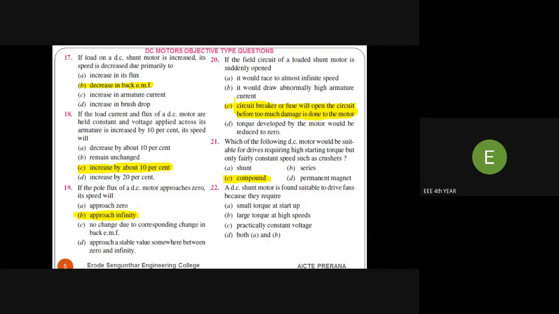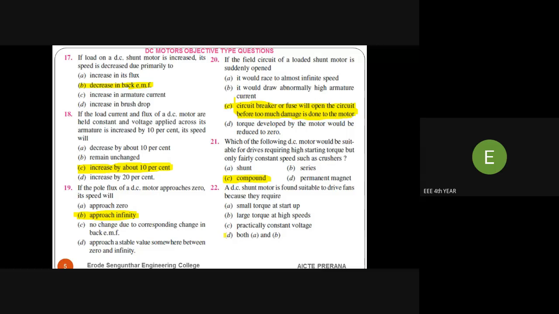Number 22. A DC shunt motor is found suitable to drive fans because they require: small torque at startup, large torque at high speed, practically constant voltage, or both A and B. A DC shunt motor is found suitable to drive fans because they require only small torque at the time of starting and also large torque at high speed. The correct answer is both A and B.